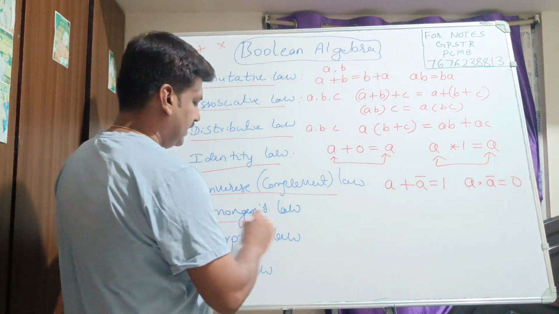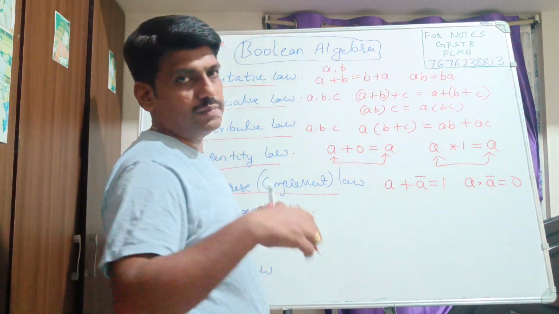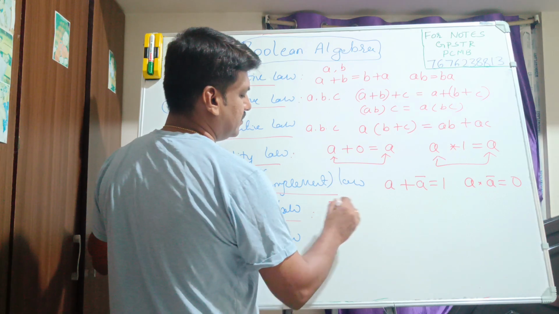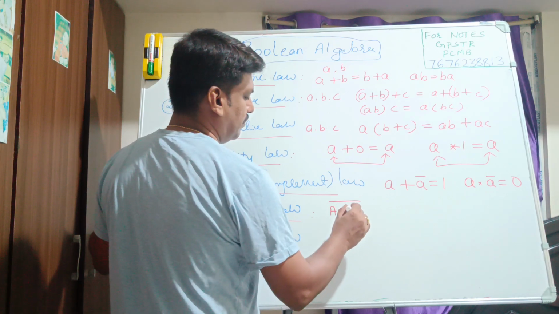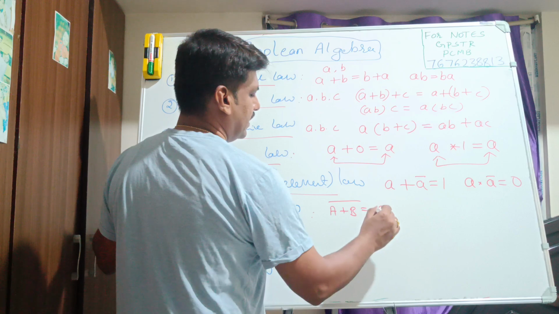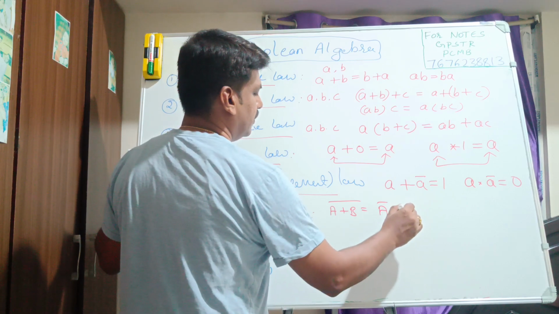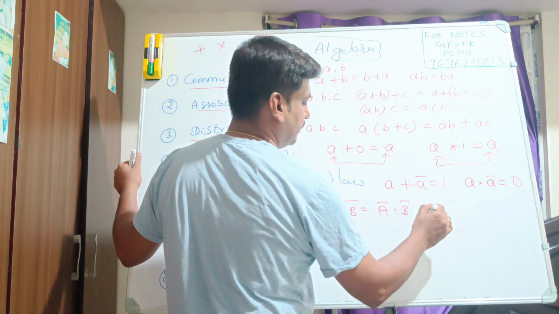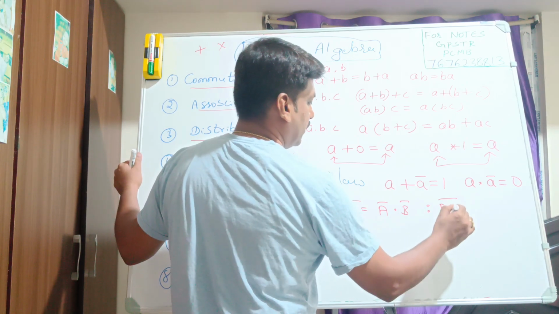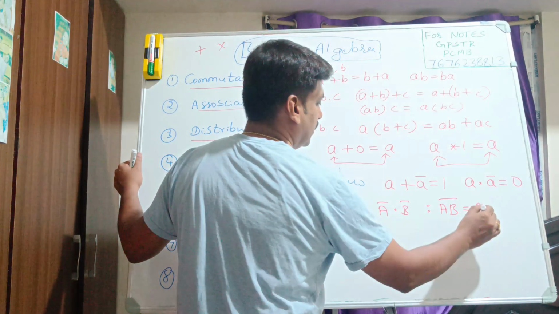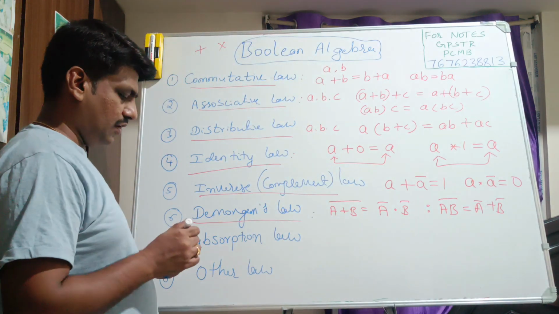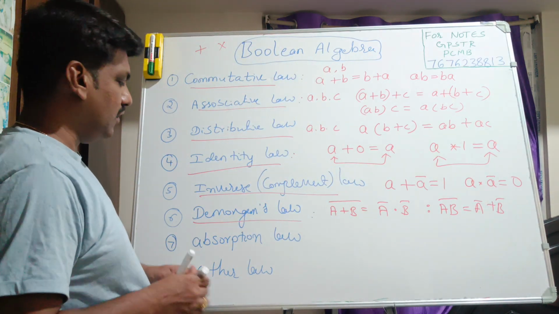Complement law. Next, De Morgan law. This we have already done in the previous class. How to write the De Morgan law? Suppose I take two variables, the complement of a sum can be written as the product of individual complements, right? One more we can write, that is the complement of a product is equal to the sum of individual complements, right? So this is how we can write the De Morgan laws.